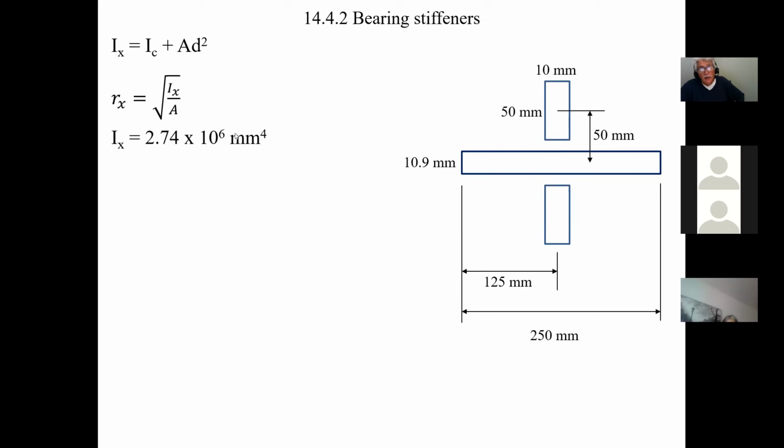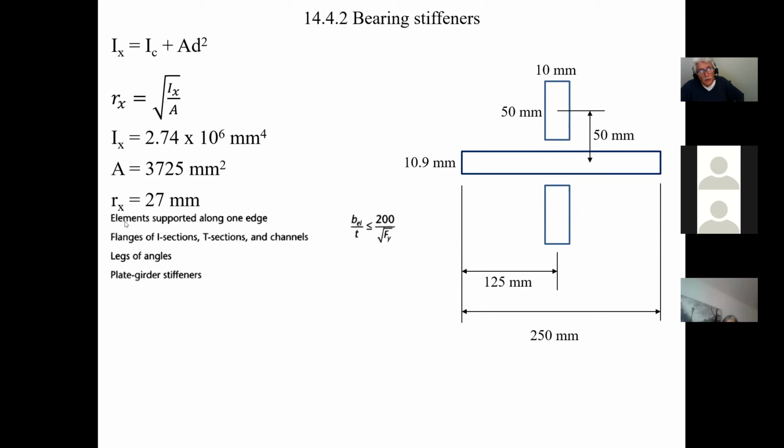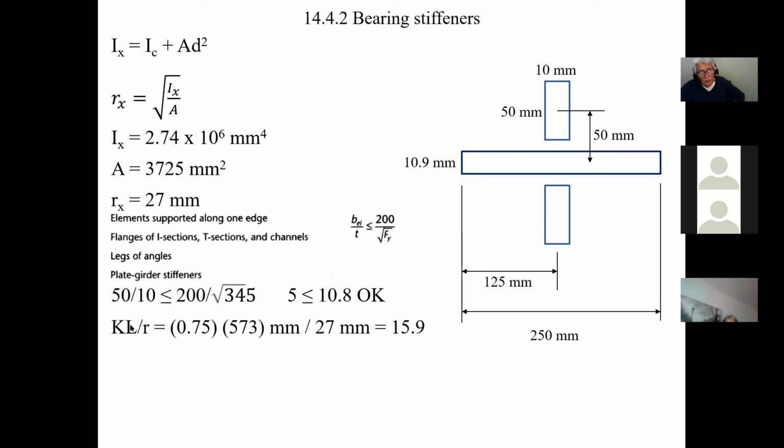And of course, in this case, the Ix value ends up being this, based on this geometry. And of course, my area, I take the area of that, the area of that, the area of that. And of course, I get Rx is equal to Ix divided by A, take the square root. So I have the Rx value. Now, I know that the BE over T should be less than or equal to 500 for flanges, okay? So therefore, I check that to make sure it's okay. I'm okay. Now I take my KL over R.